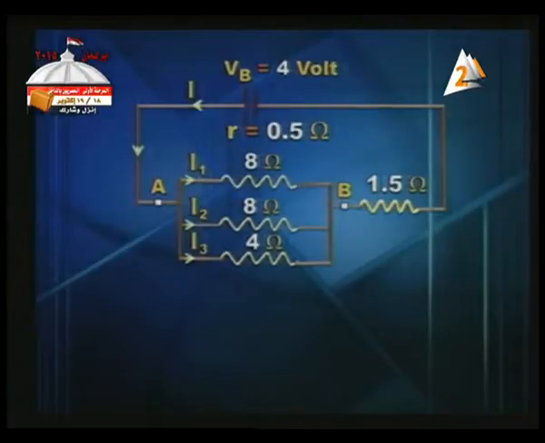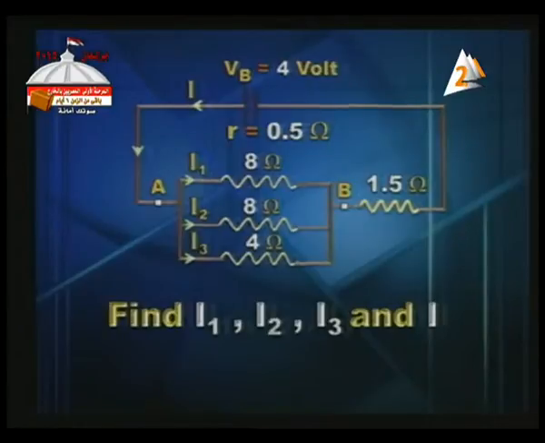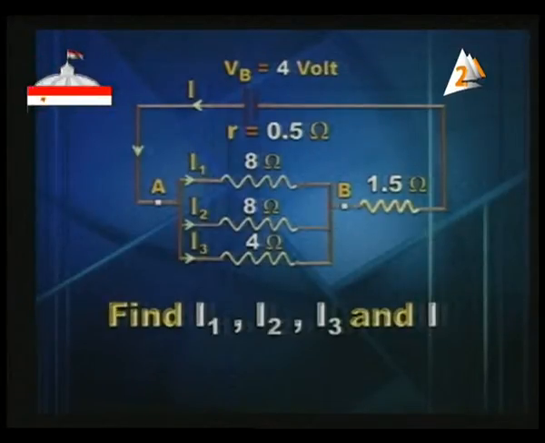Another problem. Here we've got a circuit that consists of a 4-volt battery of internal resistance 0.5, and a parallel combination consisting of 8 ohm, another 8 ohm and 4 ohm, connected in series to a 1.5 ohm resistor. We want you to find the values of I1, I2, I3 and the total current. I1 is the current through the 8 ohm resistor, I2 is the current through the other 8 ohm resistor, I3 is the current through the 4 ohm, and the total current.